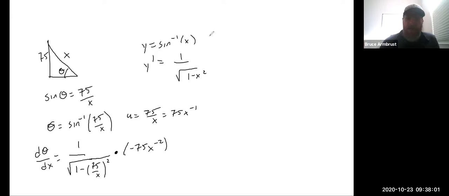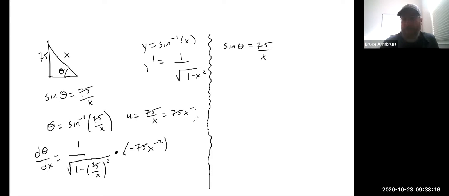All right, so there you go. That's how we can find this. But I want to show you something else, and I want to show you how we could have done this a little bit easier. So let's come back here where we have sine of theta equals 75 over x. Instead of solving for theta, let's do implicit differentiation.